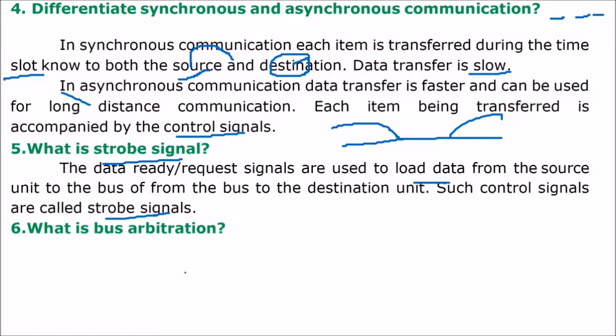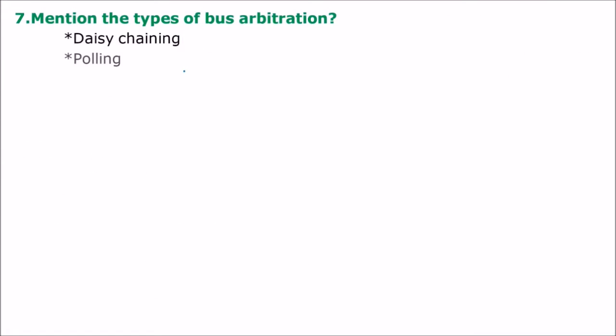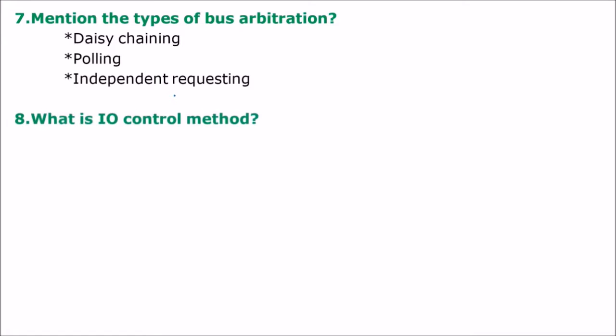What is bus arbitration? The possibility exists that the master or slave units connected to a shared bus will request access to the bus at the same time. Both may access the bus at the same time. So a selection mechanism called bus arbitration is required to enable the current master, which we will still refer to as the bus controller, to decide among such competing requests. Mention the types of bus arbitration. It can be daisy chaining, polling, or independent requesting.